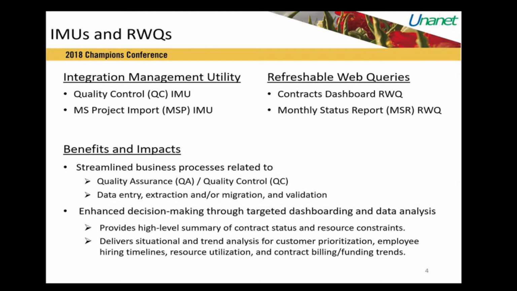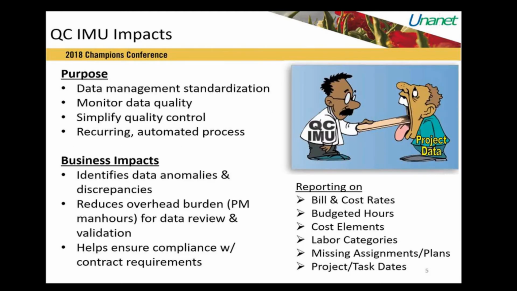Starting off with our QC IMU, the purpose of us pursuing this option was that we sought a quality control tool within Unanet to monitor data quality as part of our data management standardization process. Requirements called for a simplified, automated process to identify data anomalies and discrepancies while simplifying the quality control process as a whole. This related in particular to data review and validation. Furthermore, we sought a tool that could be automated on a recurring basis.